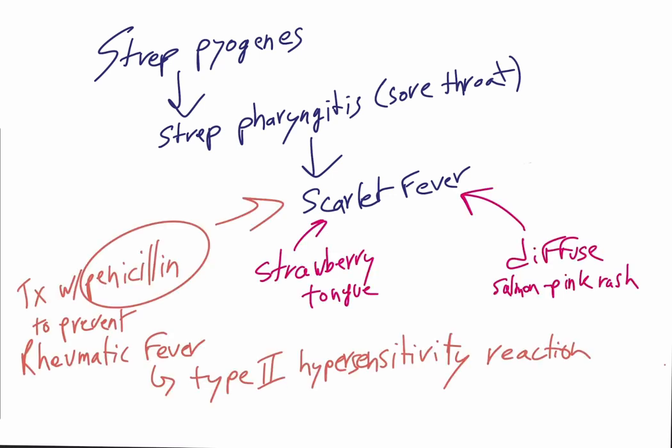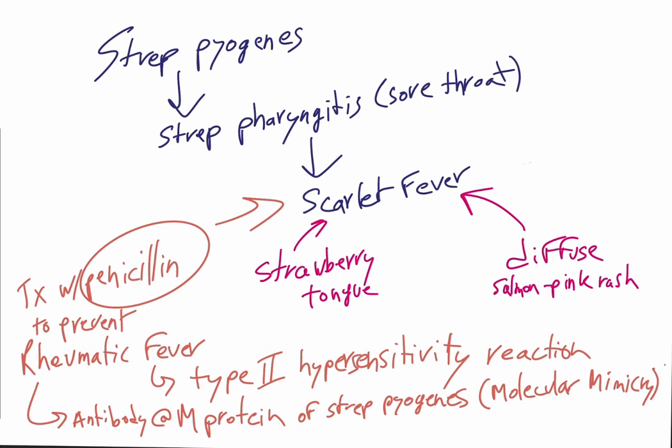Scarlet fever presents with a strawberry tongue and diffuse salmon pink rash, and you treat this with penicillin to prevent rheumatic fever. Rheumatic fever is a type 2 hypersensitivity reaction. The way that this works is that the immune system forms antibodies against the M protein of Strep pyogenes. This is due to molecular mimicry.